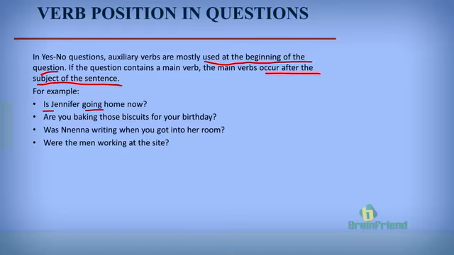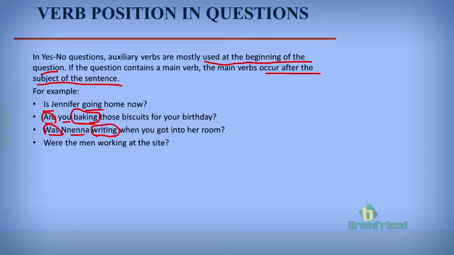Now, let's look at our next example. Are you baking those biscuits for your birthday? Notice that are is the auxiliary verb, and we have the subject you before the main verb baking. And next we have, was Nena writing when you got into her room? Was is also an auxiliary verb. And then we have the subject Nena and the main verb writing.